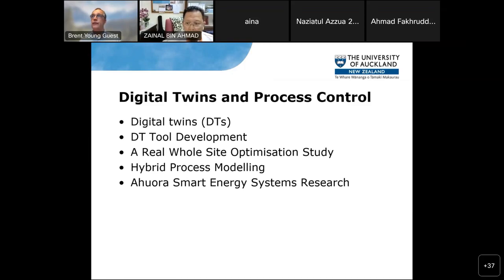I ought to add that in some ways the process control here is being used in the broad sense. So we're going to be talking a lot about process optimization, which will encompass process control, but also optimization of a process, a plant, and even a whole site, and even beyond into the community and the grid, for example. And again, more on that later.